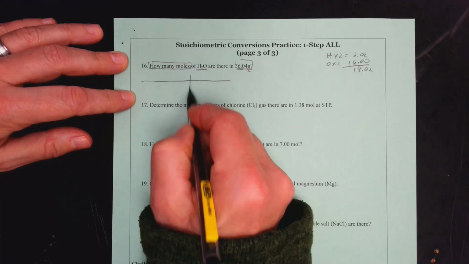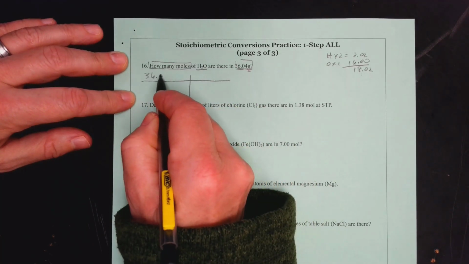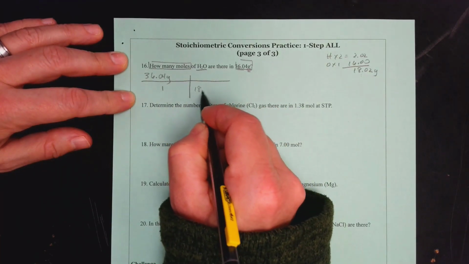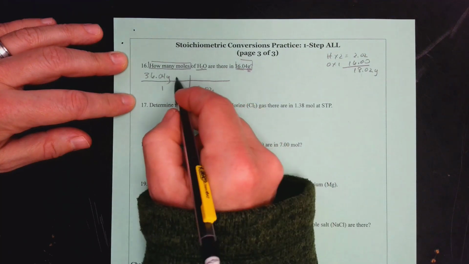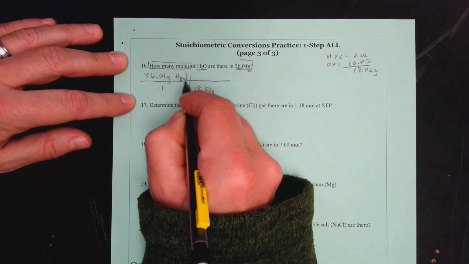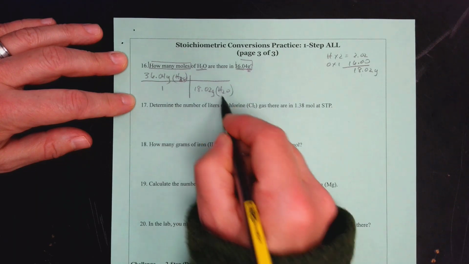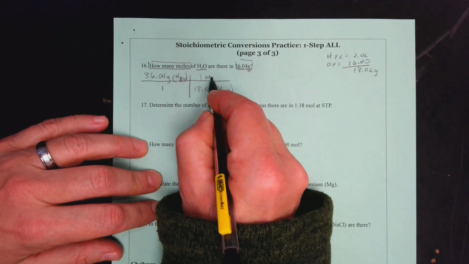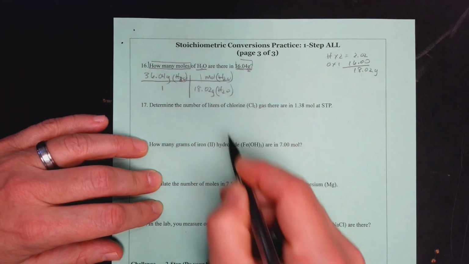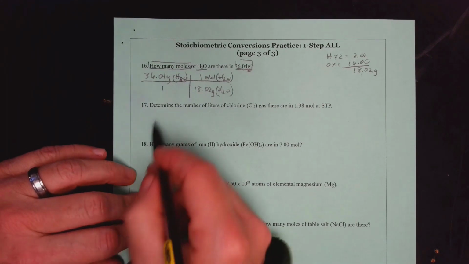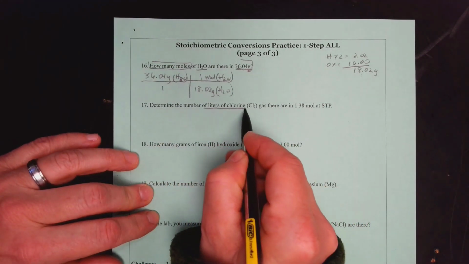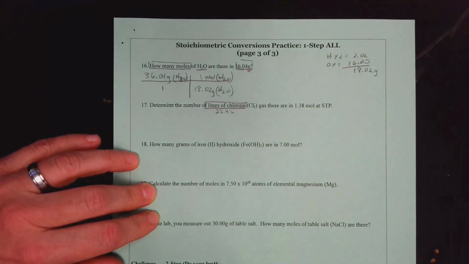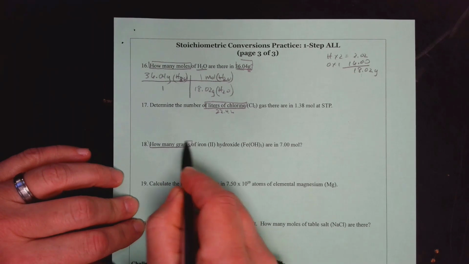You're going to set your stuff up the same: 36.04 grams over 1. You have to put 18.02 grams of H2O right here. And we know that if I have 18.02 grams of H2O, that's going to be 1 mole of H2O. And then it's just a matter of going through your process. For 17, we're dealing with liters, which tells me that I'm going to have to use my constant of 22.4 liters in this one.